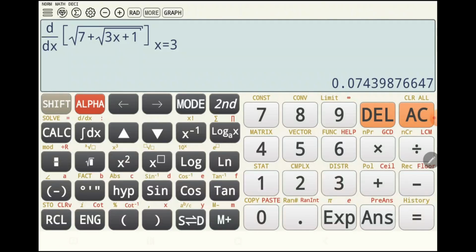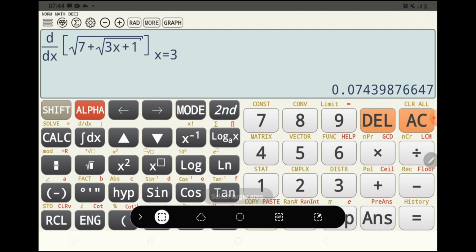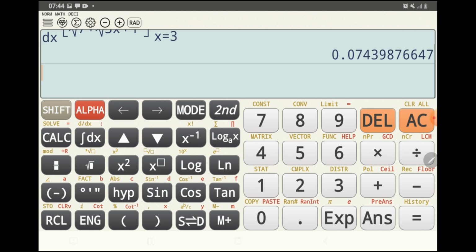So you check it using your answer. I'll just screenshot it. Okay. So how do you check if your answer is correct? So it's like this. Take the answer you got, which is equal to 1 over 4, right, multiplied by 3 divided by square root of 7 plus square root of 3x plus 1, multiplied by 1 all over square root of 3x plus 1.